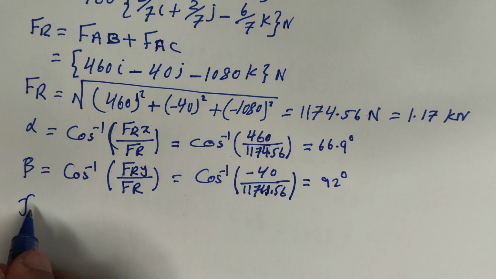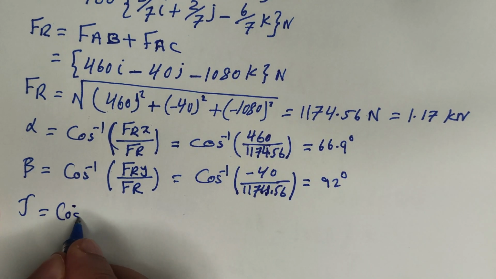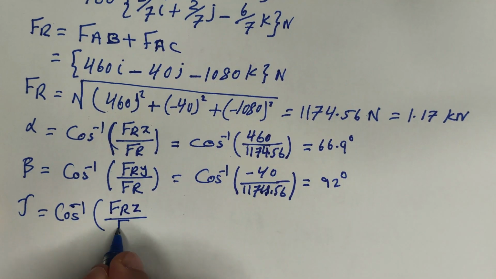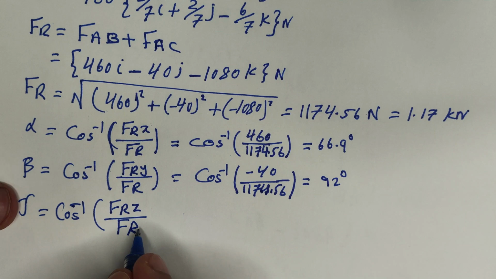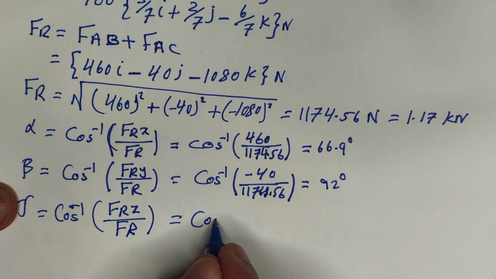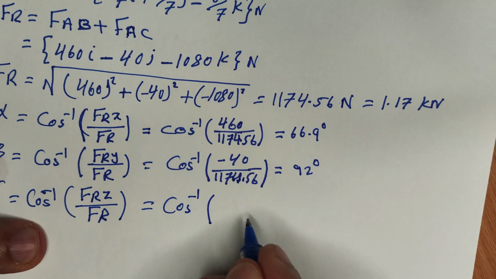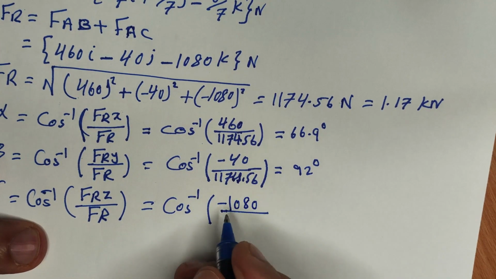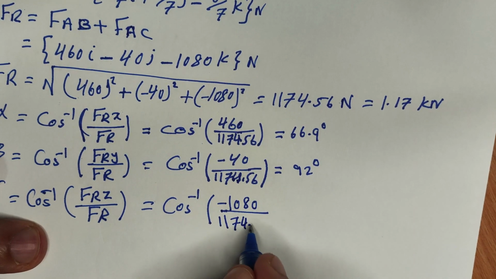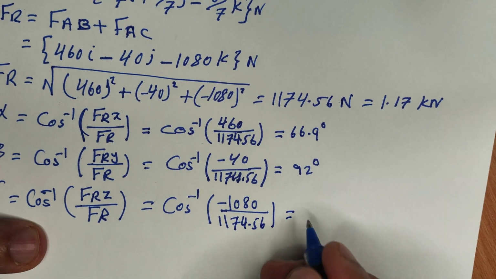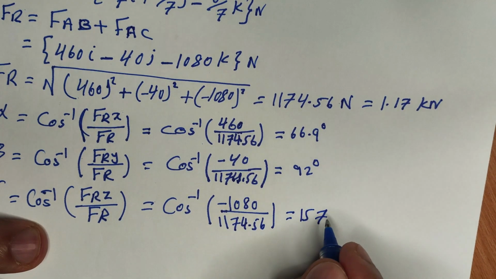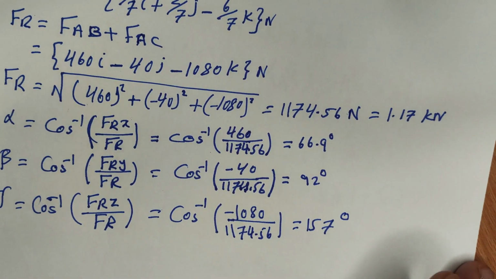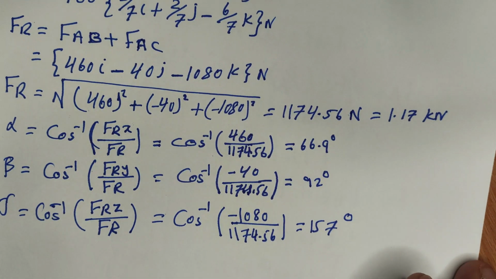Finally, gamma should equal the inverse cosine of the resultant force in the z direction divided by the magnitude of the resultant force itself, which is negative 1080 divided by 1174.56. All of that should equal 157 degrees. If you want to draw your resultant force, it's okay, you can, but since it's not required, I'm not going to do it.